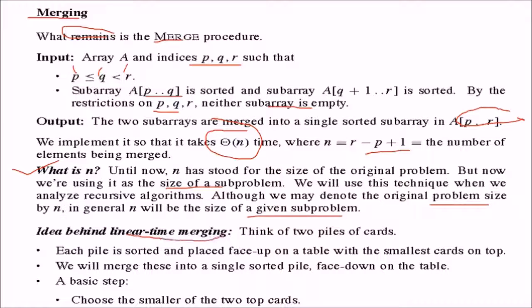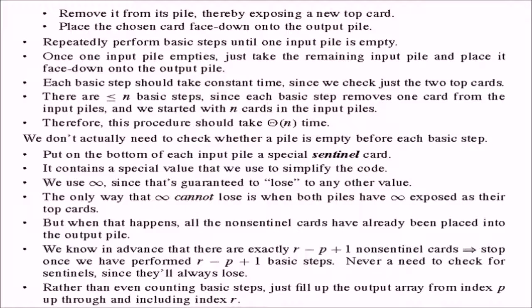But the idea behind this linear time merging is that you just think about two piles of cards. Each pile is sorted and placed face up on the table with the smallest card on top. We'll merge these into a single sorted pile face down on the table. The basic step is to choose the smaller of the two top cards, remove it from its pile, thereby exposing a new top card, and then place the chosen card face down onto the output pile. We repeatedly perform basic steps until an input pile is empty. Once one input pile empties, just take the remaining input pile and place it face down onto the output pile. So each basic step should take constant time.